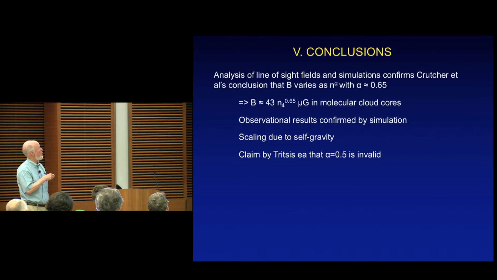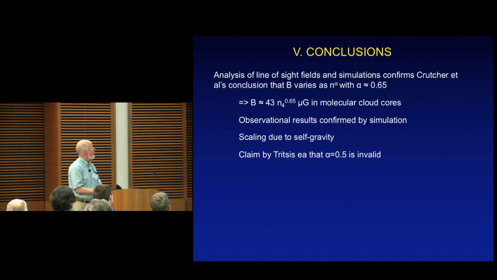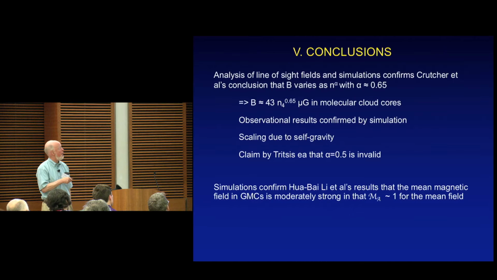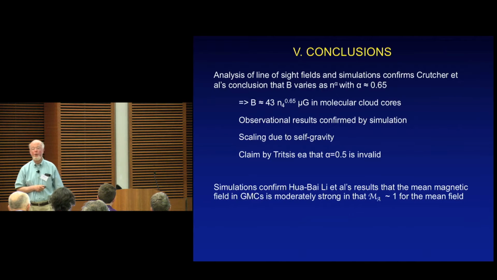We were able to determine directly from their observations what the typical field strength is in these molecular clumps. And we confirmed their observational results by simulation, and we showed that this scaling, this density scaling, is due to self-gravity. And we argued that the claim by Tritsis et al. that alpha, in fact, is 0.5 is invalid. And finally, we showed that the simulations by Huabai Li, that we confirmed their results in our simulation, that the mean magnetic field in GMCs is moderately strong. And in fact, the typical alpha and Mach number is of order unity. Thank you.